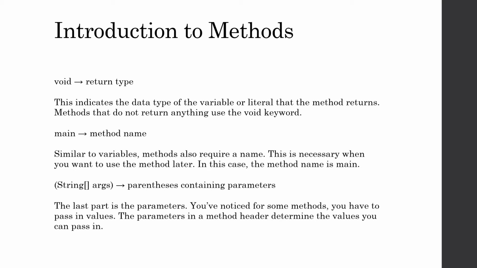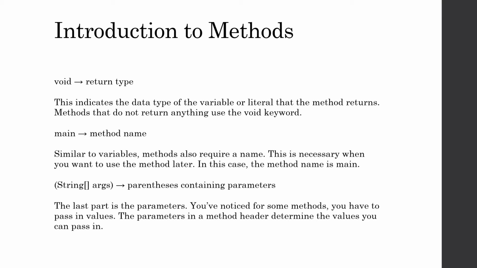After the return type is going to be the name of the method. So in this case, we're dealing with the main method. Similar to variables, methods require a name. This is going to be necessary when you want to actually use the method later. In this particular case, the method name is just main.